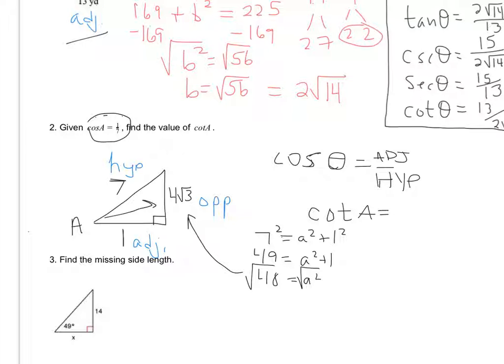So now, since we want the cotangent, that's the adjacent side, which is 1, divided by the opposite side, which is 4 square root of 3. So, giving the cosine, we found the value of the cotangent.